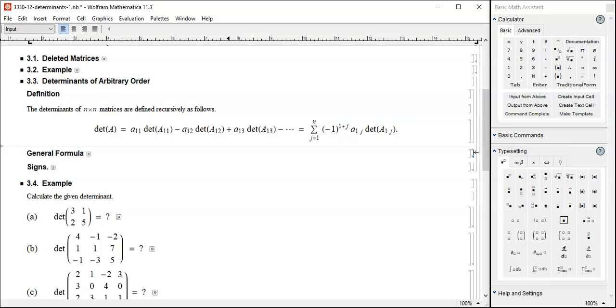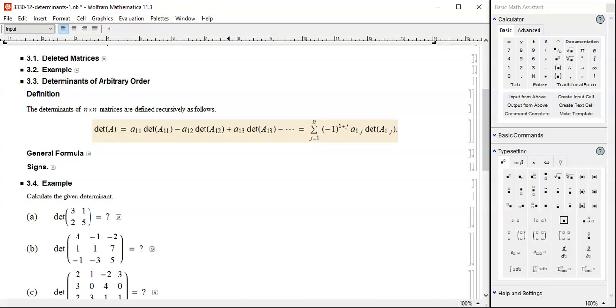Base case, 2 by 2 case, we did it, AD minus BC. From that, we get the third order, and from the third order, we get the fourth order. From the fourth order, we get the fifth order, and then the sixth order, and then the seventh order, and we cover everything, every finite order. So this recursive definition is actually good. It's well defined.